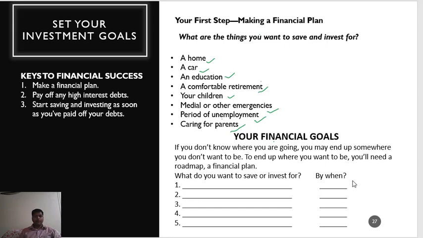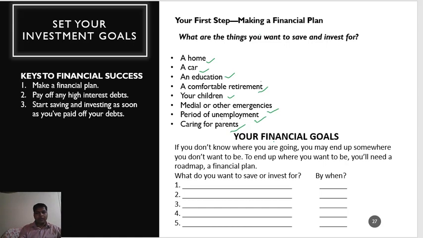A few people may stumble into financial security and wealth, a relative may die, or a business may take off, but for most people, the only way to attain financial security is to save and invest over a long period of time. So the key to financial success: make a financial plan, pay off any high interest debt, and start saving and investing as soon as you have paid off your debt.